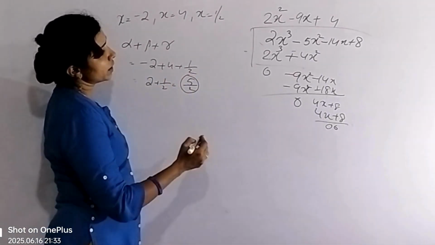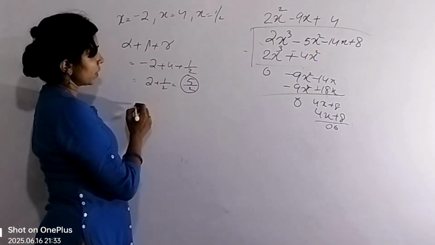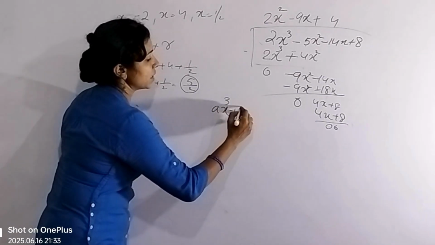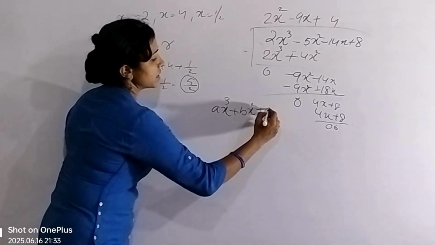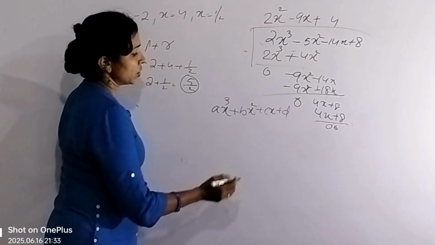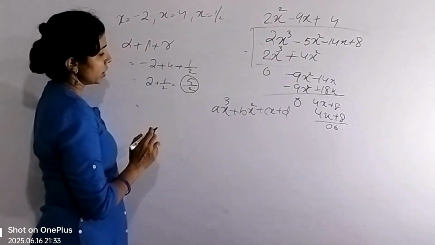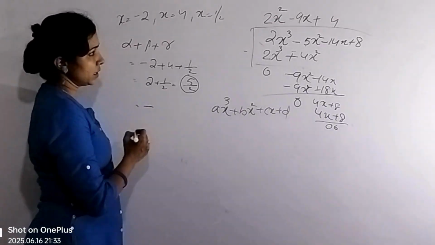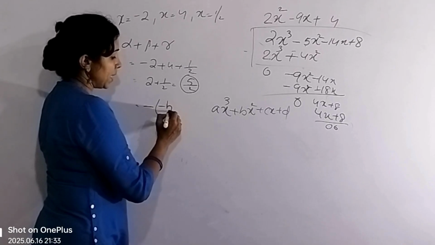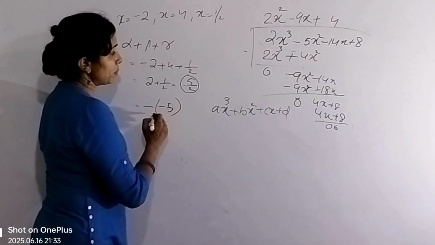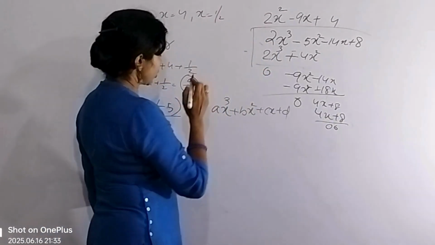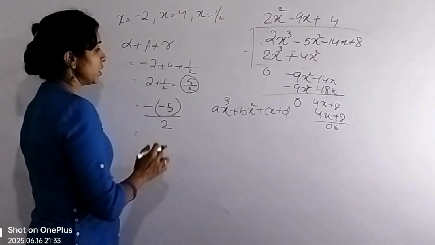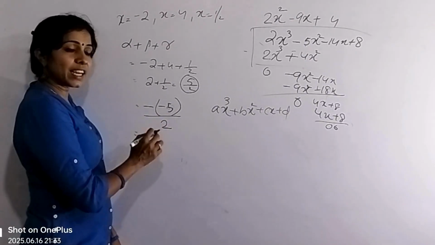Now what is this 5 by 2? The cubic polynomial general form is ax cube plus bx square plus cx plus d. Here the coefficient of x square is minus 5. Here we get only 5, that means already one minus is here. So minus b, minus of minus 5, divided by 2, the coefficient of x cube. So how we can write it like this? Minus into minus of 5, 5 by 2.